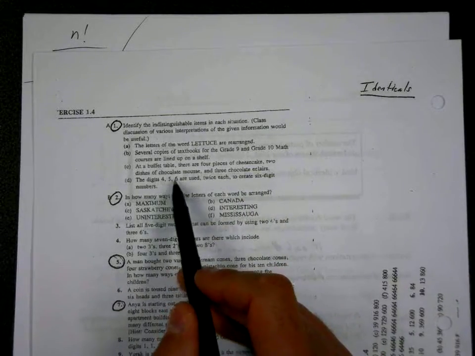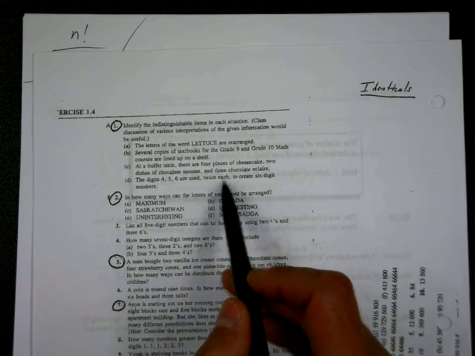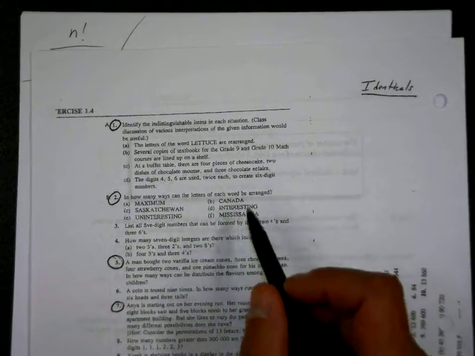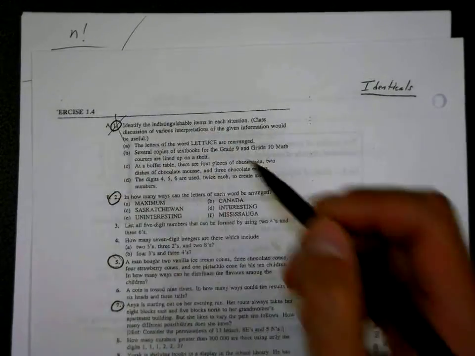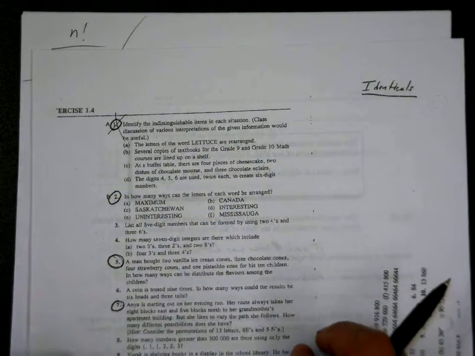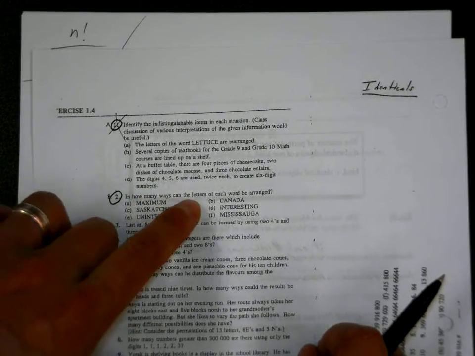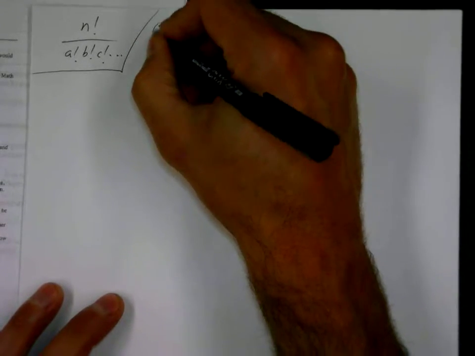The digits 4, 5, 6 are used twice each to create 6-digit numbers. See, I don't know why they even gave this question. Well, I guess I don't know why I circled it. Let's not do that next time. The 2 4s are indistinguishable from each other, the 2 5s are indistinguishable from each other, and the 2 6s are indistinguishable from each other. I think I just did that to mess myself up. Okay, well, yeah, that was fun. Let's go to question 2.